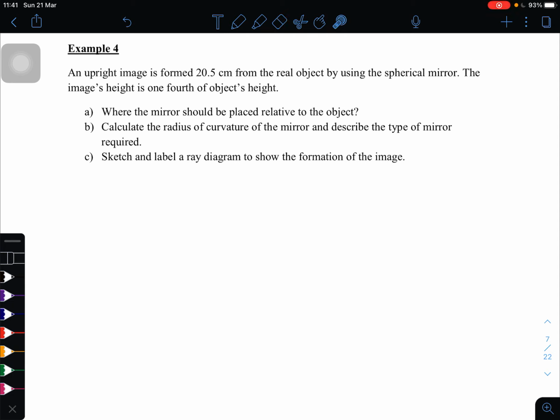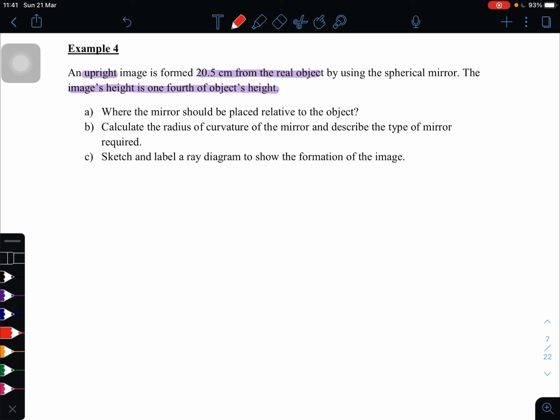Okay, now kita tengok example 4. An upright image is formed 20.5 cm from the real object by using the spherical mirror. The image's height is 1/4 of the object's height. Okay, let's highlight the information first. So we have an upright image, which is 20.5 cm from the real object. The image's height is 1/4 of object's height.